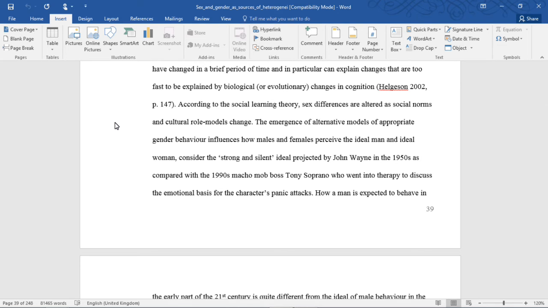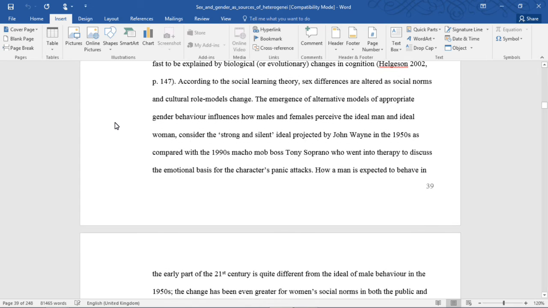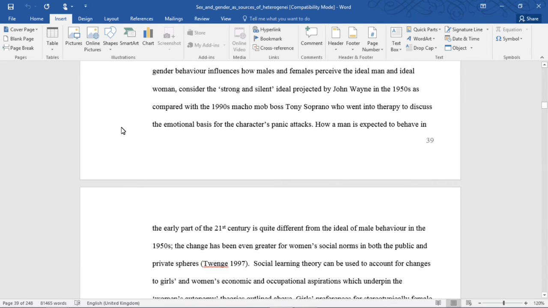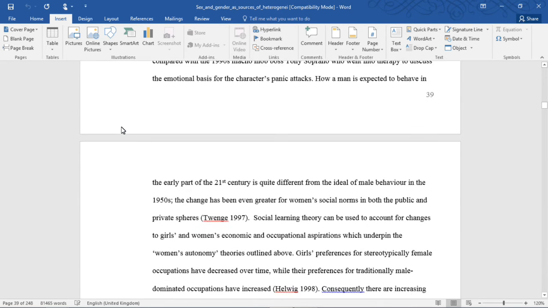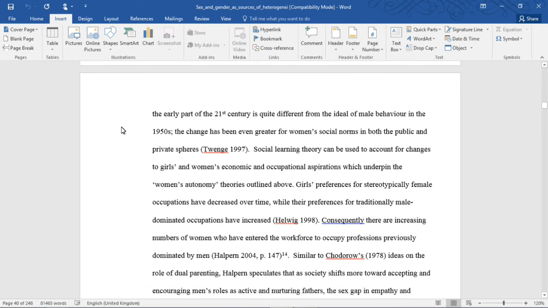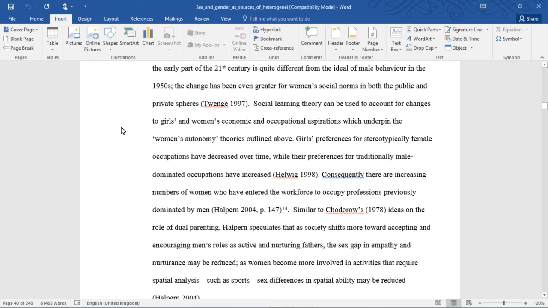Consider the strong and silent ideal projected by John Wayne in the 1950s as compared with the 1990s macho mob boss Tony Soprano, who went into therapy to discuss the emotional basis for the character's panic attacks. How a man is expected to behave in the early part of the 21st century is quite different from the ideal of male behavior in the 1950s. The change has been even greater for women's social norms in both the public and private spheres.